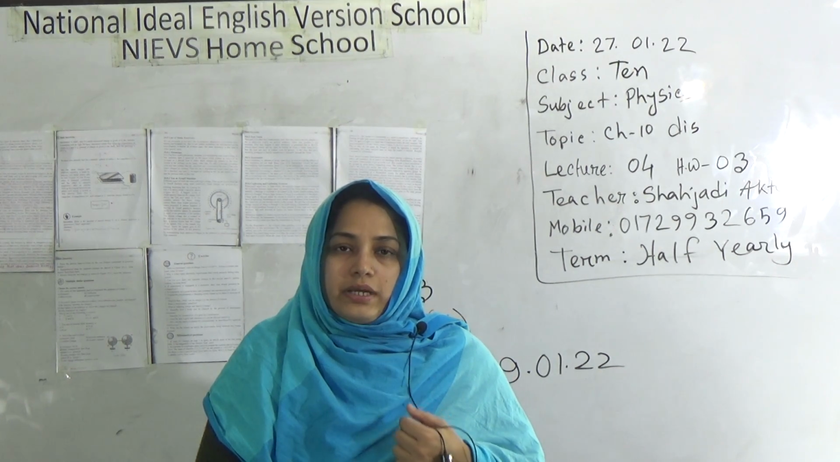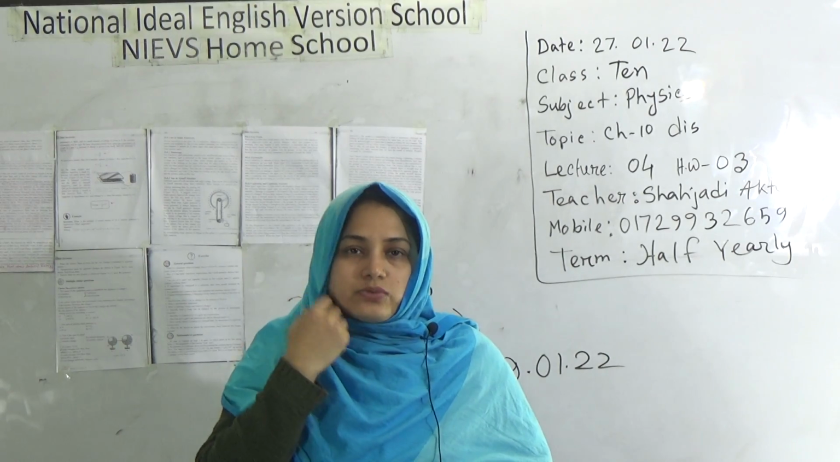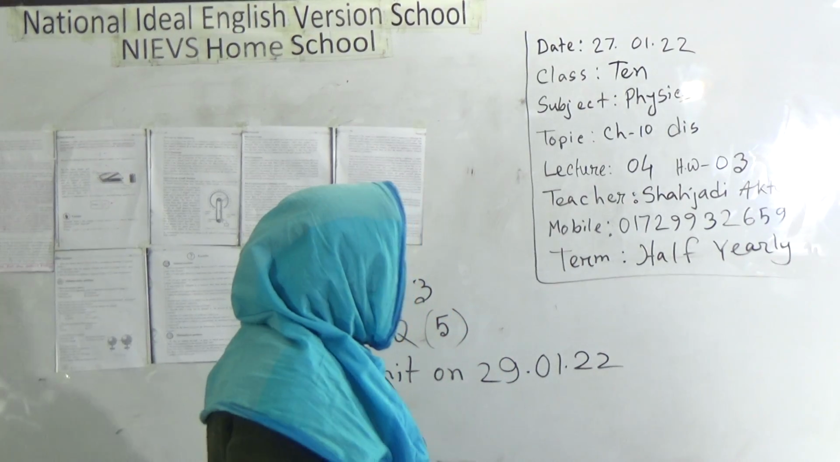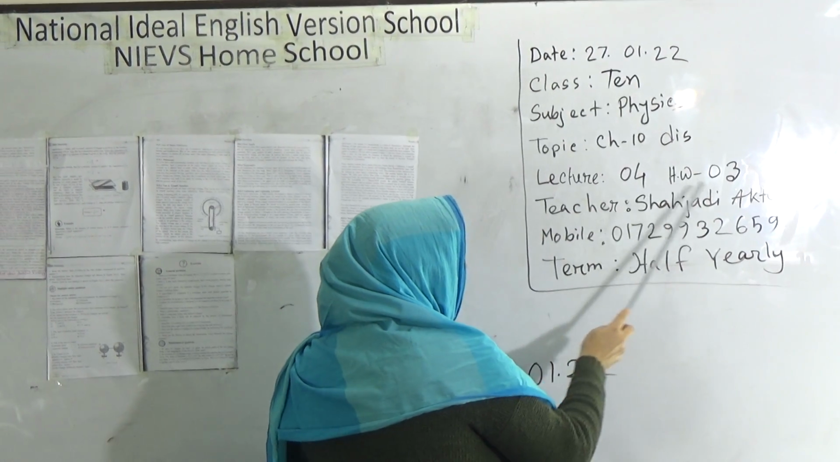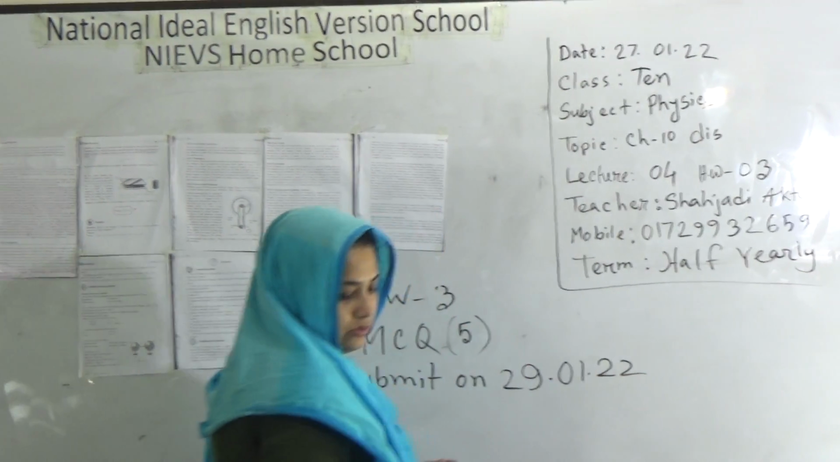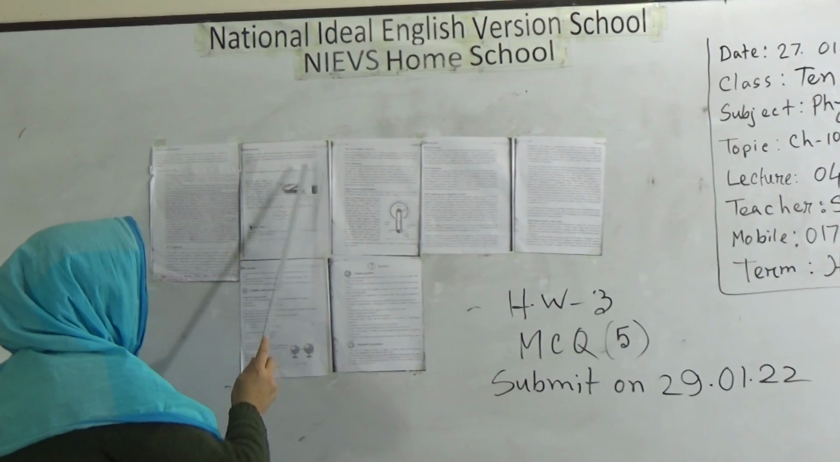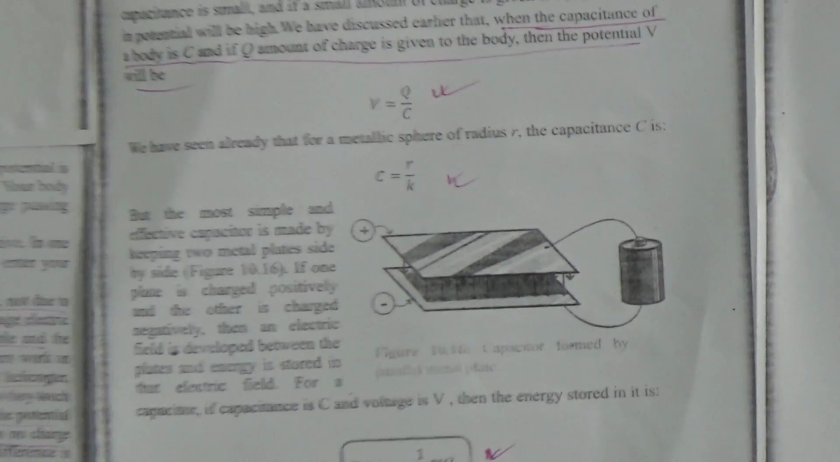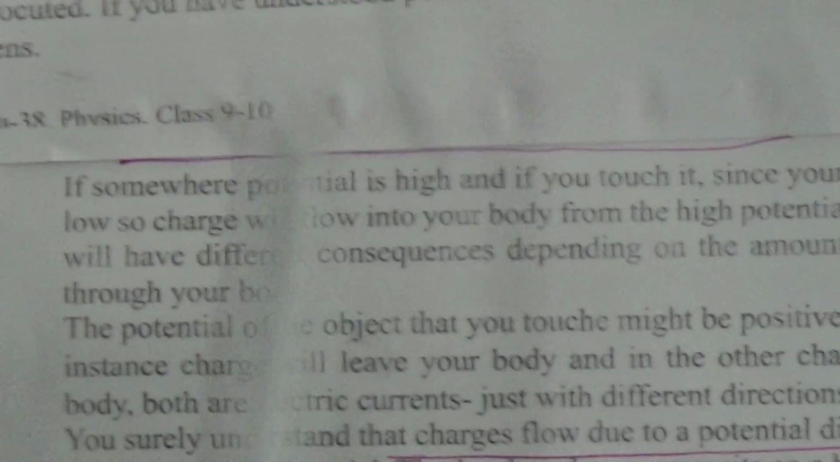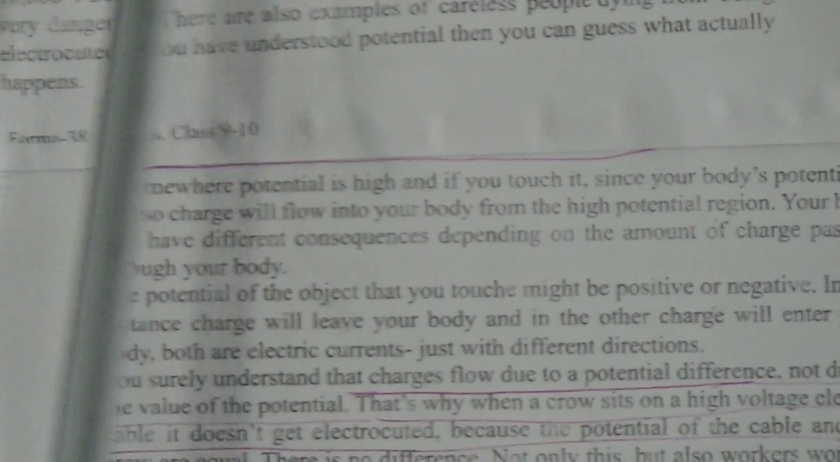Today I am going to take a physics class for class 10 students. Our today's topic is chapter 10 discussion, lecture number 4 and SW number 3. My dear students, let's start our class. This is chapter 1, static electricity, and this is our last discussion for this chapter. Now we'll discuss potential difference.